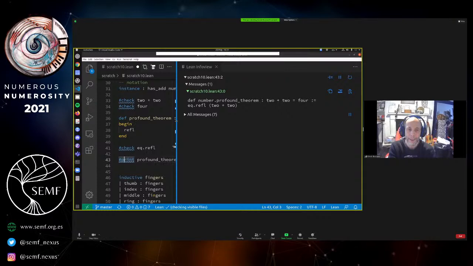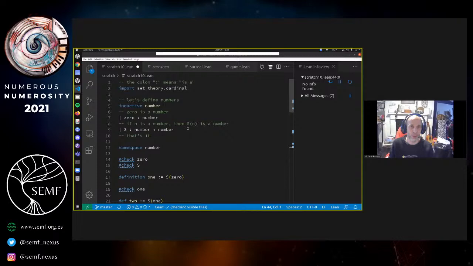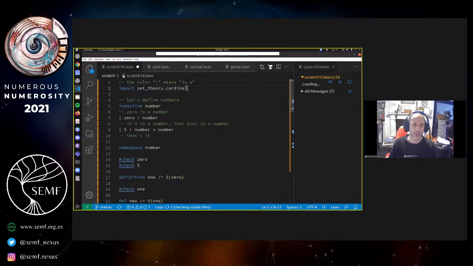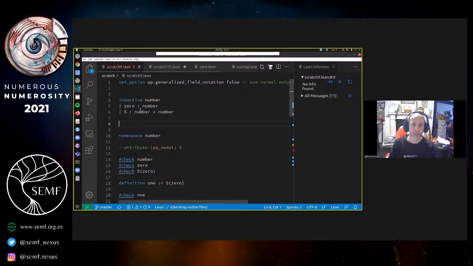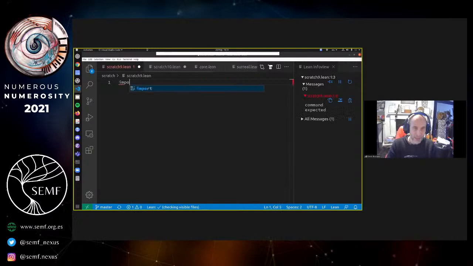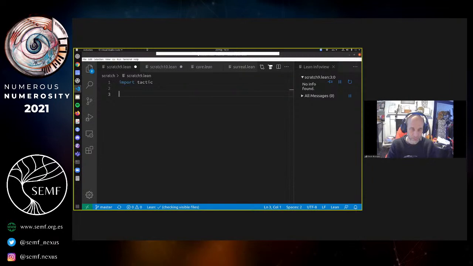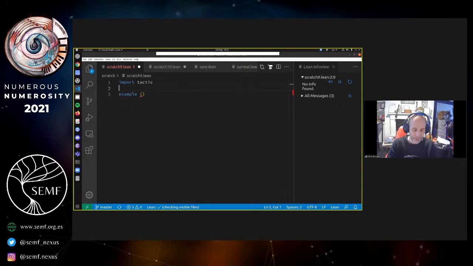Let me show you an interesting example. Let me import some numbers. Let's get a new file. Let me show you an example of a... Oh, that's me doing rehearsal. Let me import a tactic. Let me show you an example of a proof. Let's prove that x add y squared. Example. Let's have x. Let's have real numbers. Import.